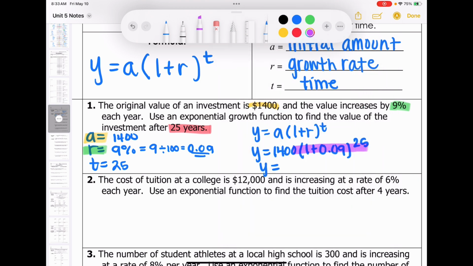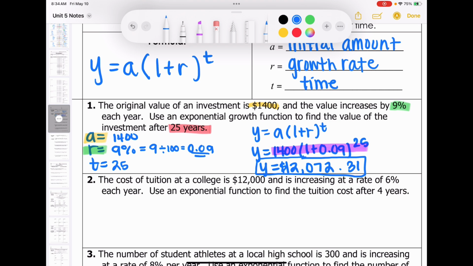All right, now you can plug all of this into your calculator, just like we have it written down. All right, and when you do that, you get $12,072.31. So after 25 years, okay, they have made a lot of money. Their investment went from $1,400 to $12,000. But 25 years, that's a long time. Like, I'm 25 years old, so my entire life, my investment went from $1,400 to $12,000.